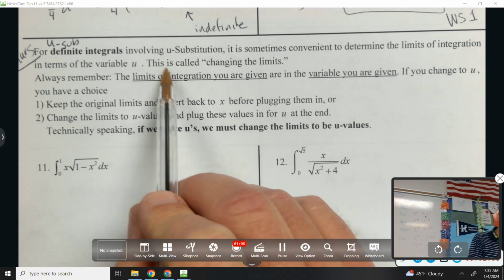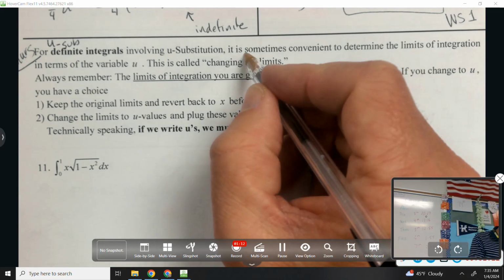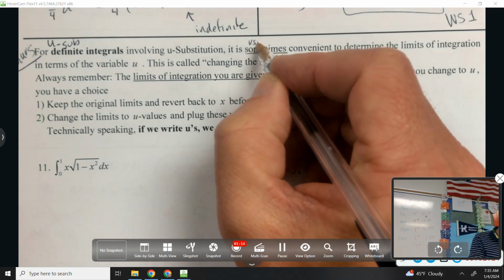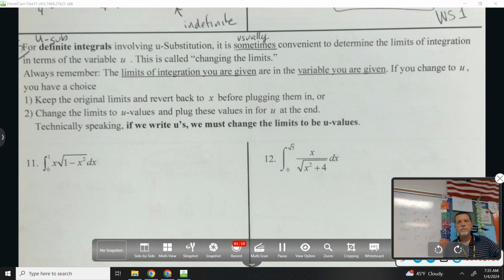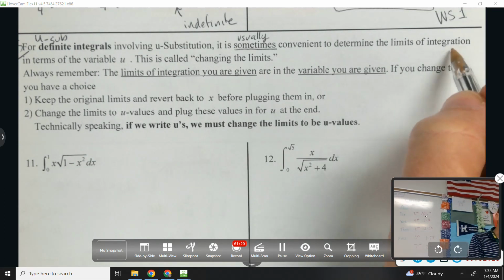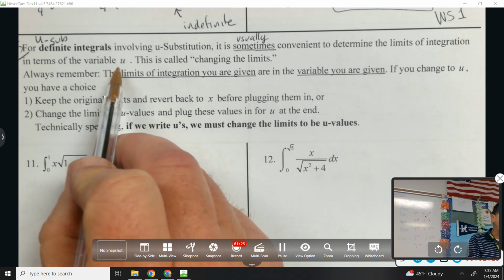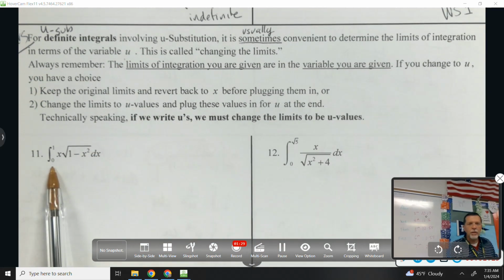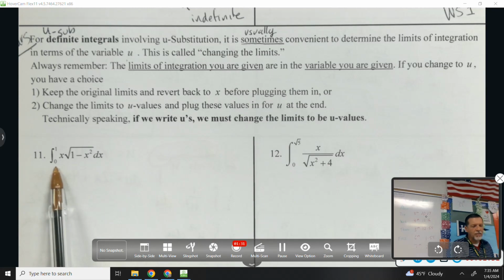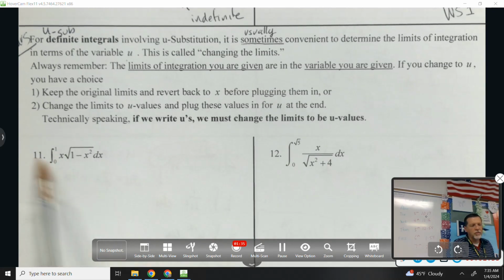Okay, so when we do U substitution, it's usually convenient to determine the limits of integration, that's that upper and lower bound thing, the a and the b, in terms of U. Right now, look at number 11, this is from x equals 0 to x equals 1. Because, of course it is, there's only x's in there.